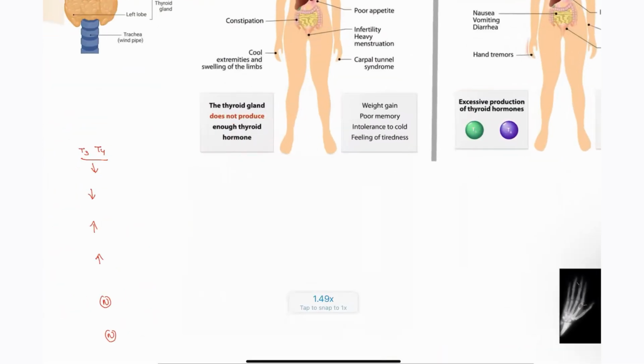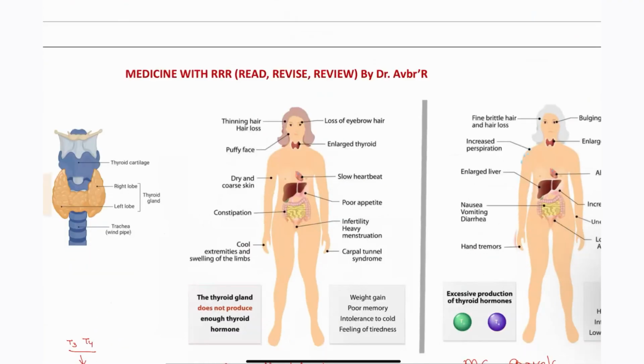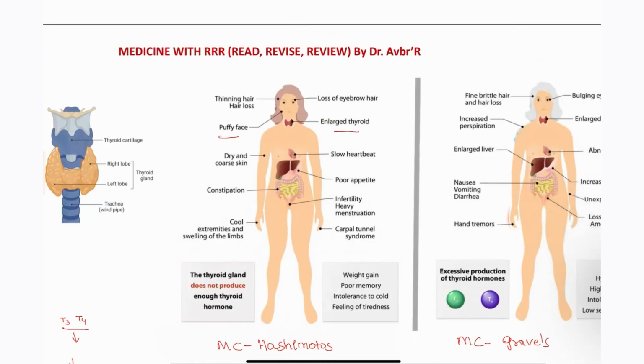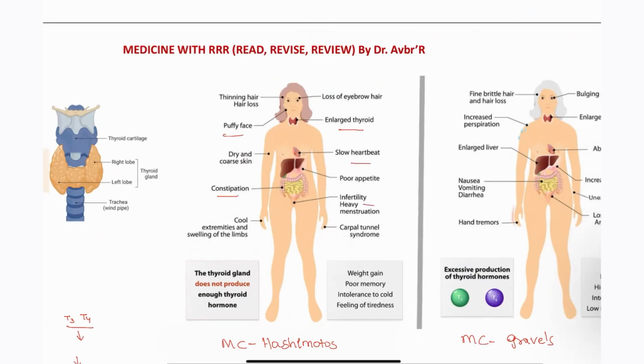The most common cause of hypothyroidism is going to be Hashimoto's, and the most common cause of hyperthyroidism here is Graves' disease. What are the features for Hashimoto's? The puffy face, enlarged thyroid, which is known as a goiter, slow heart rate, constipation, high infertility, heavy menstruation. These are seen. Why? Because the basal metabolic rate is decreased.